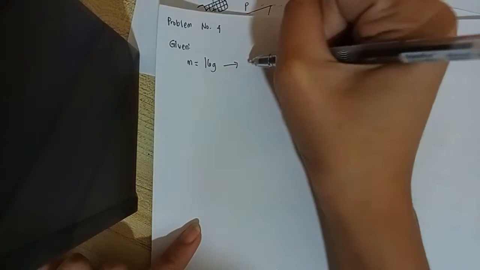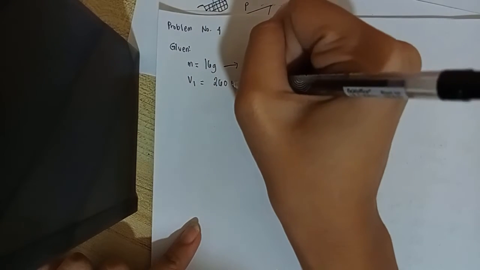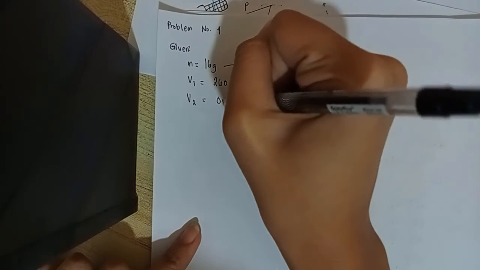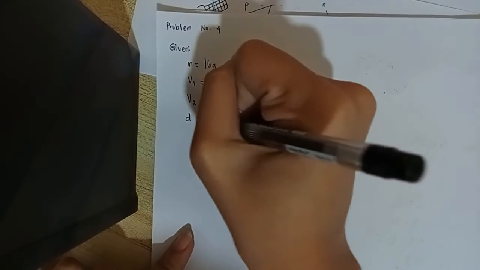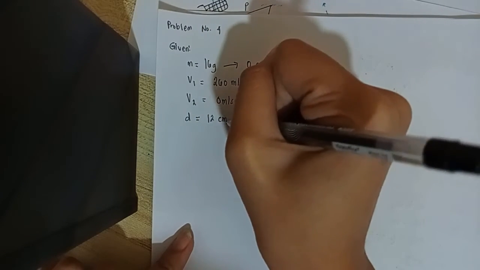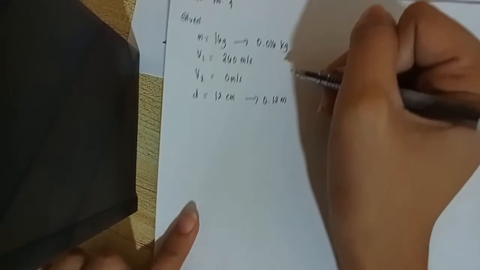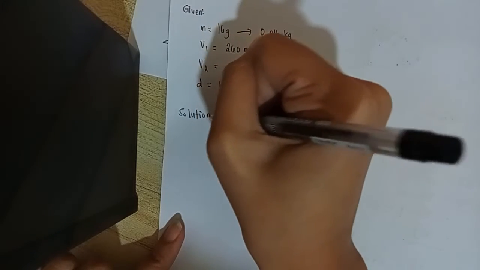By listing first our givens: mass is equal to 16 grams, which when converted into kilograms will be 0.016. Our v sub 1 is equal to 260 meters per second. Our v sub 2 would be 0 meters per second. Our displacement will be 12 centimeters, which when converted into meters will be 0.12 meter.